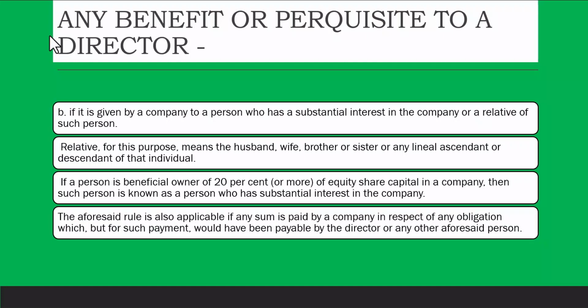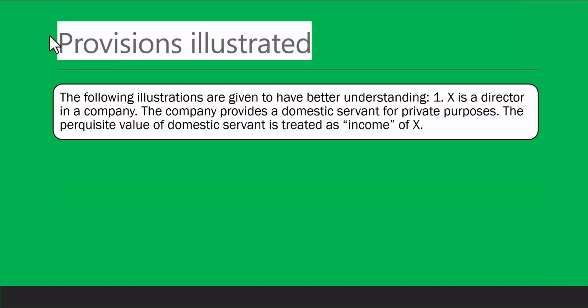The aforesaid rule is also applicable if any sum is paid by the company in respect of any obligation which, but for such payment, would have been payable by the director or any other aforesaid person. Okay, I have explained this through examples. Read this. The following illustrations are given to have better understanding. First, X is a director in a company. The company provides a domestic servant for private purposes. The perquisite value of the domestic servant is treated as income of X.